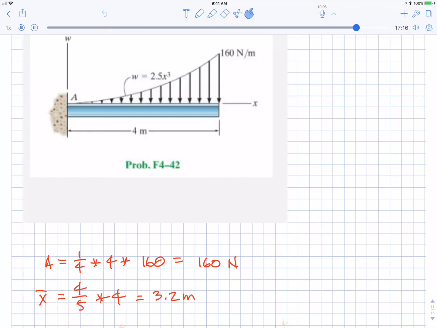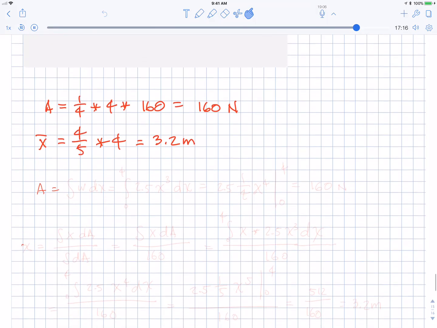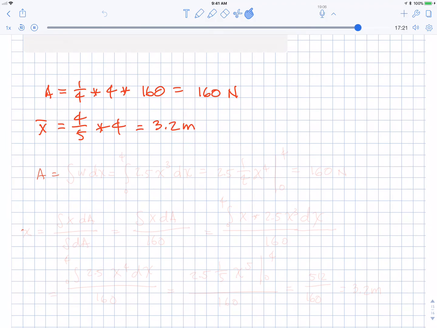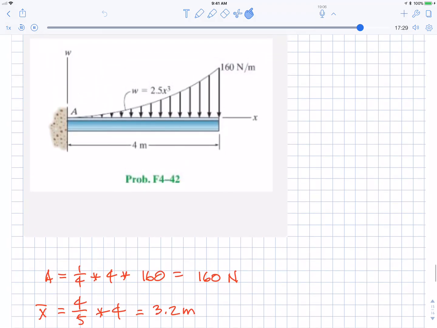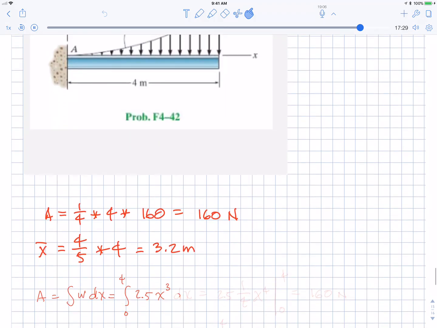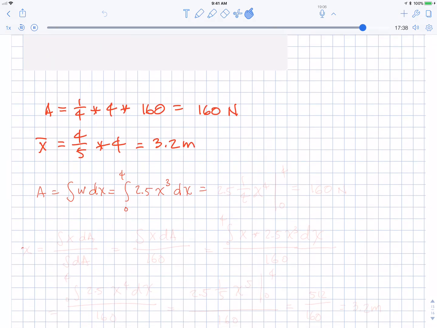But I think how they really wanted you to do it is to do the integrals, so let's try that out. The area is the integral of w dx. And so that's just the integral from 0 to 4. That's where x is going. And w is 2.5 x cubed dx. And so that integral is 2.5 times 1/4 x to the 4th from 0 to 4. I'll plug that all in, and hopefully we get 160. And lo and behold, that does come out to 160 newtons.